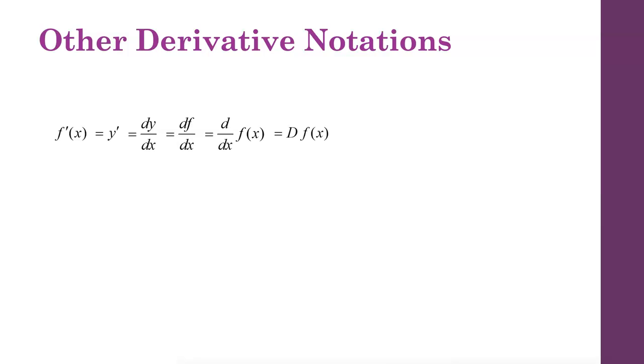And you may see this capital D f of x that's used as a differential operator. Indicates the operation of taking the derivative, and we may also use that with a subscript if there are multiple variables and they're telling us what we took the derivative with respect to, right? What was our independent variable as we took the derivative?